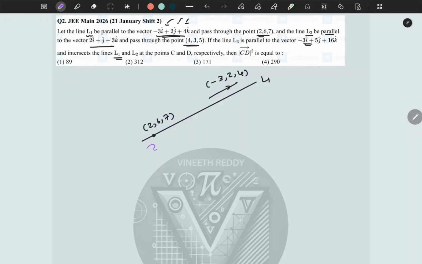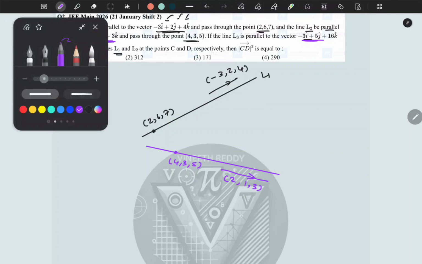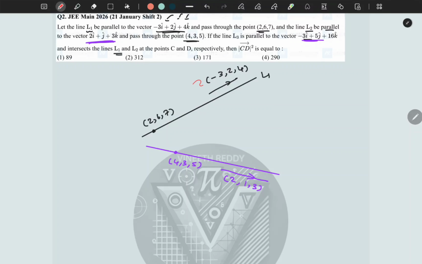Now let us take a different color. L2 is parallel to the vector, something like this. So the direction of this second vector is along 2, 1, 3, and it is passing through the point maybe (4, 3, 5). Now there is another line L3 which is parallel to this vector. It is intersecting the lines L1 and L2 at points C and D. Let us say this is C, this is D, and the direction of this line is along minus 3, 5, 16.